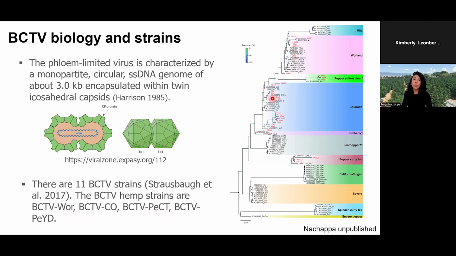And this is the whole genome of BCTV. You can see they are clustering with BCTV Worland, BCTV Colorado, BCTV Curly Top, and BCTV Yellow Dwarf here. The ones indicated with asterisks are the whole genome sequences available in GenBank.